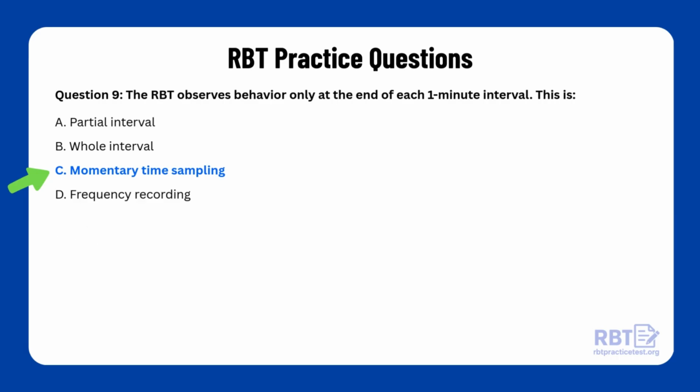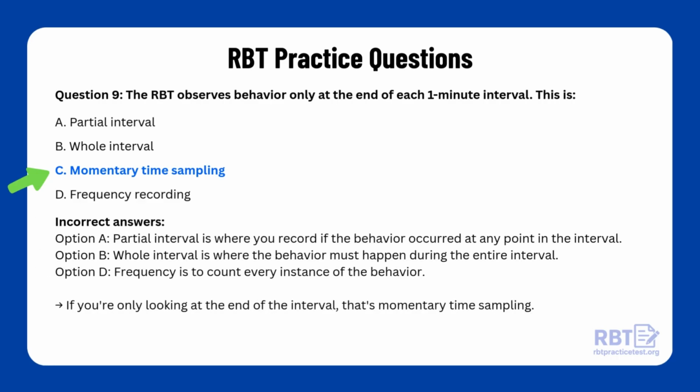Now for the wrong answers. A is a partial interval, where you record if the behavior occurred at any point in the interval. Option B is the whole interval, where the behavior must happen during the entire interval. And D is frequency, which counts every instance of the behavior. If you're only looking at the end of the interval, that's momentary time sampling.